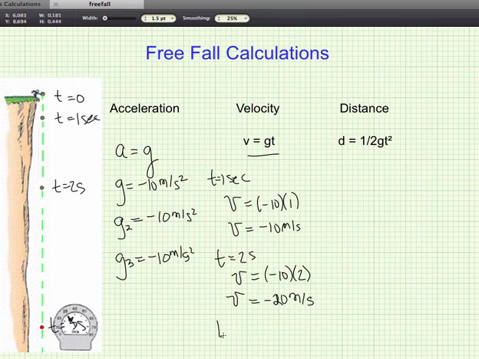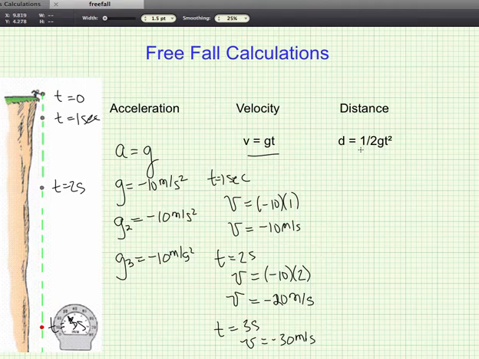What do you think is going to be the velocity at 3 seconds? Well, if I take negative 10 times 3, my velocity is going to be negative 30 meters per second. What will be our velocity at 5 seconds? Negative 50. And that's because each second, our velocity is increasing by 10.